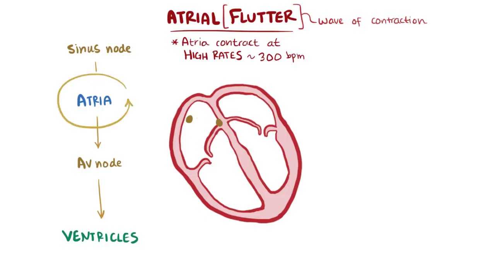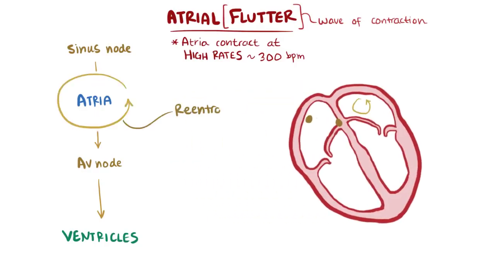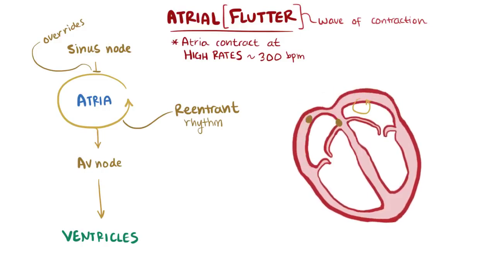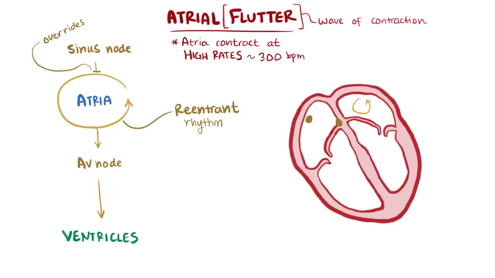With atrial flutter, a re-entrant rhythm starts in either the right or the left atrium. Re-entrant signals loop back on themselves, overriding the sinus node and setting up an endless cycle that causes the atria to contract again and again and again, at really fast rates.